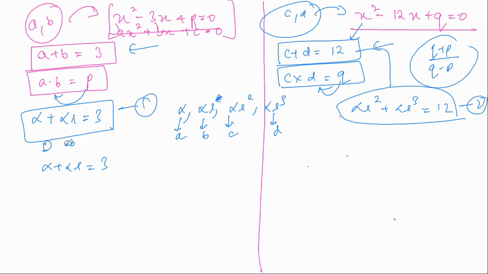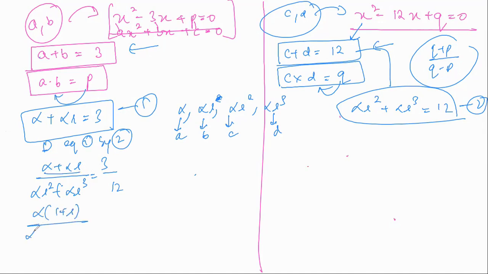So divide equation 1 by equation 2. So you will get alpha R square plus alpha R cube over alpha R plus alpha R square equals 12 over 3. Like this, we have to divide now. I'm taking alpha common, 1 plus R, and again alpha R square common, 1 plus R, that is equals to 3 over 12. So it will be 1 over 4, alpha cancels, bracket cancels. So you are left with 1 by R square is equals to 1 by 4.